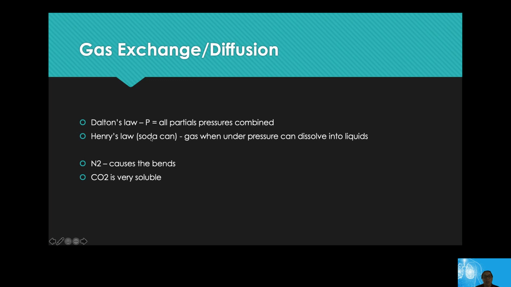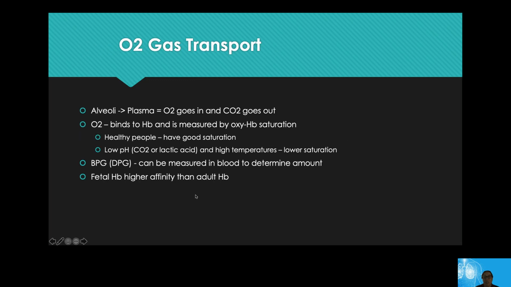Now, Henry's law lets us know that gas can get trapped into liquids. In fact, that's going to be really important when it comes to how you move CO2 in the body. Now, gas exchange happens inside the lungs at the alveoli, and this is when the pressure of oxygen pushes the oxygen into the blood in the alveoli, and the CO2 leaves. So the alveoli exchange with the plasma. The oxygen goes in and the CO2 comes out.